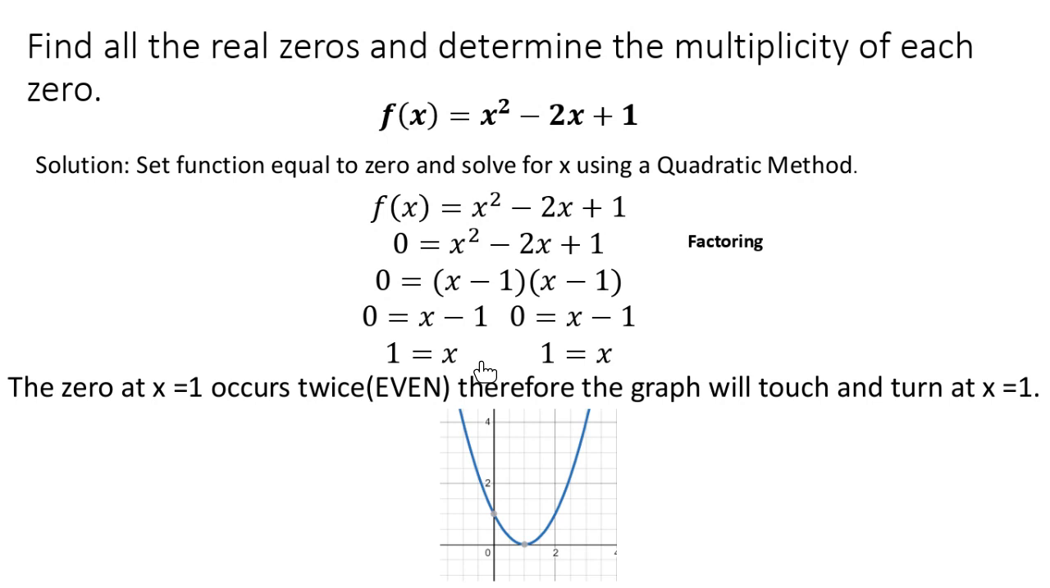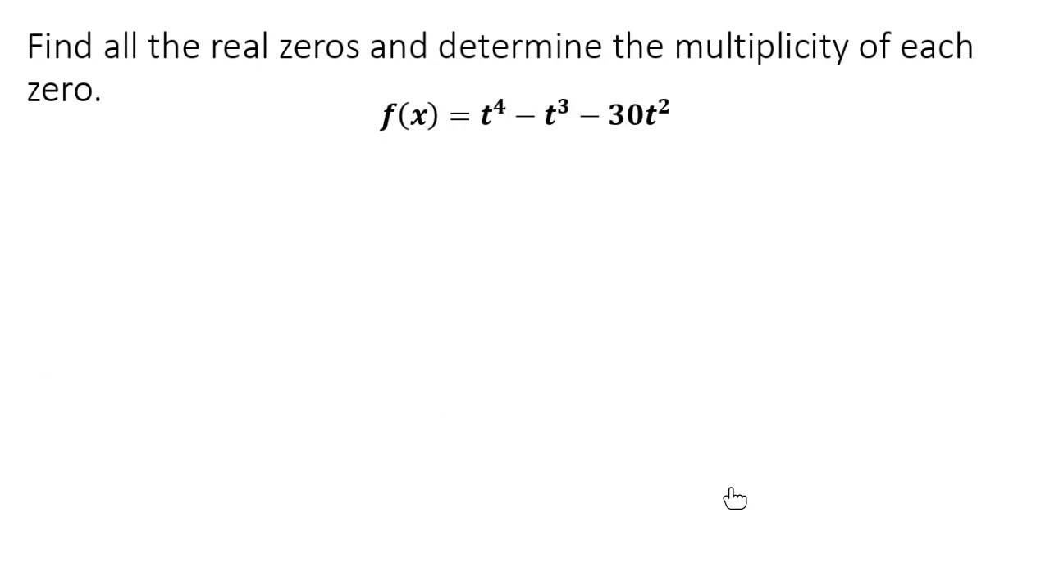So since x equals 1 appeared twice, that's an even multiplicity. And so the graph is going to actually come to the 1, touch it, and then turn. Okay. So in the computer, you would enter that the multiplicity of x equals 1 is 2, and that the graph is going to touch and turn. Okay, let's try another example.